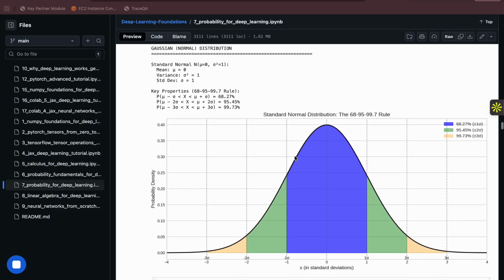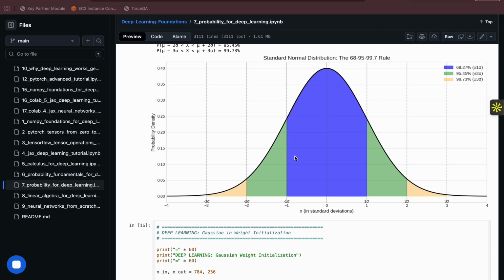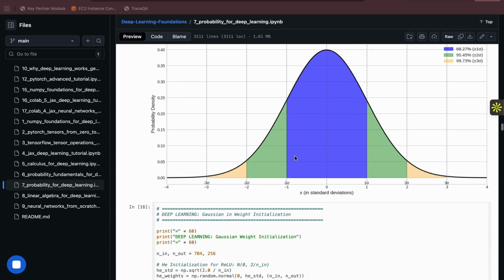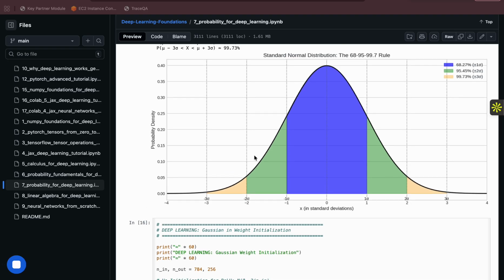And this is the explanation of Gaussian distribution properties, including the 68-95-99.7 rule, and visualizes the standard normal distribution with shaded regions for each sigma range.